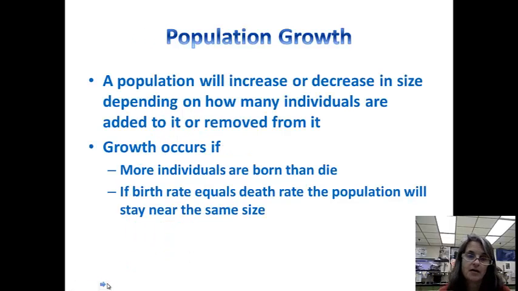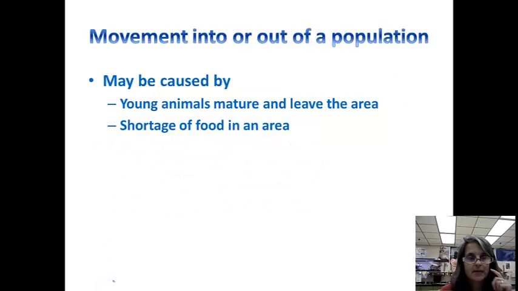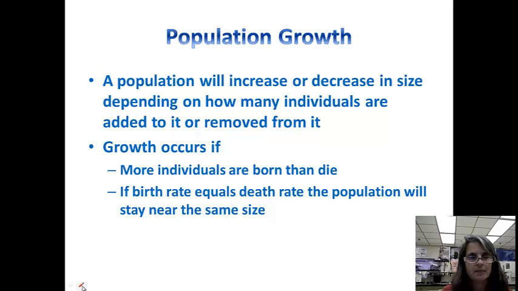Okay, now there are reasons organisms might, well, obviously be born and die, but might enter and leave a population. Organisms might enter and leave a population because some of the younger ones may mature and leave the area. If there's not enough food in the area, then organisms are going to leave, and so on. So there are reasons why you might get immigration and emigration in a population.